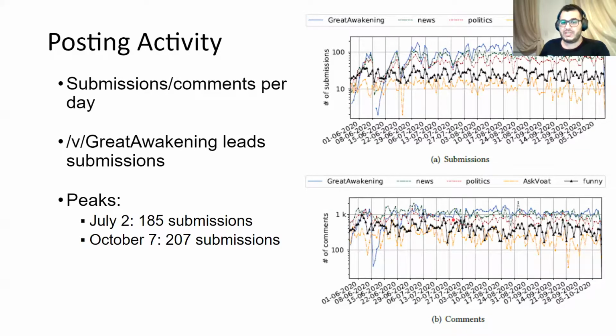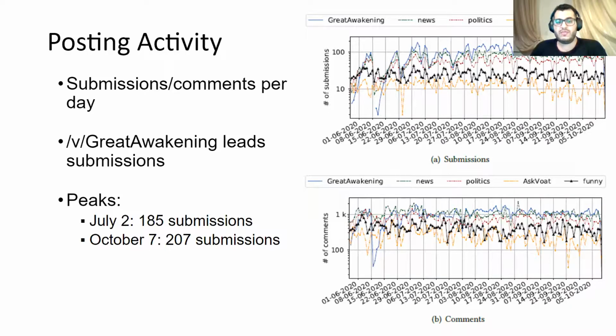We observe a peak in posting activity in Great Awakening on the 2nd of July with 185 submissions and almost 2,000 comments. Manual inspection of our dataset shows that this is related to Jeffrey Epstein's ex-girlfriend, Ghislaine Maxwell, being arrested by the FBI. Now, this is interesting because people in there discuss the pedophile rings and all that. So the FBI arresting Epstein's ex-girlfriend is a sign that the crusade against the pedophile ring is indeed ongoing.